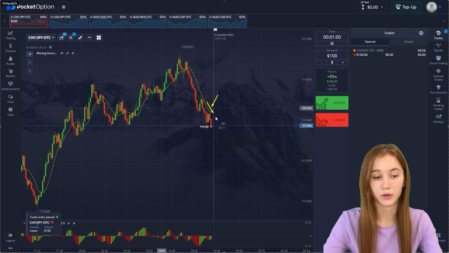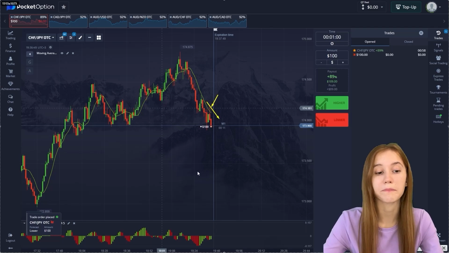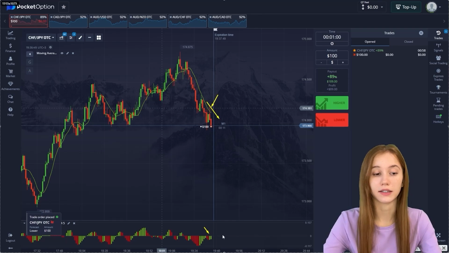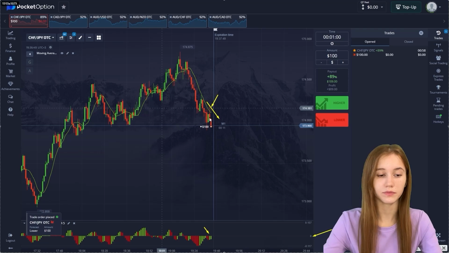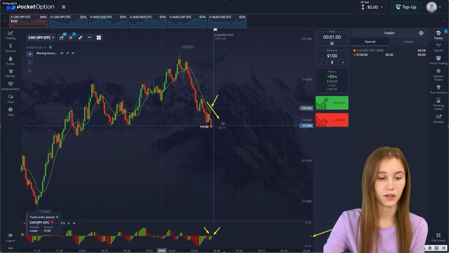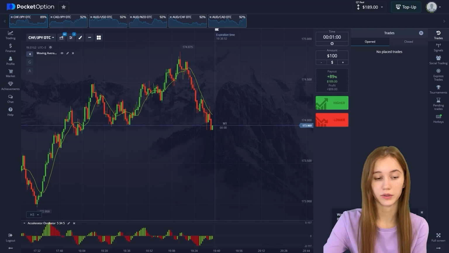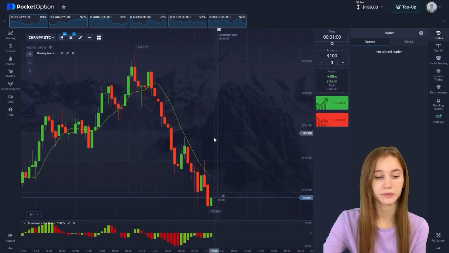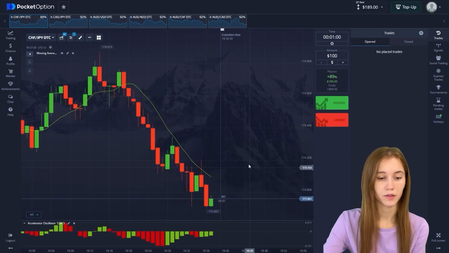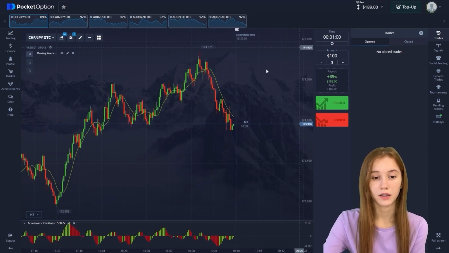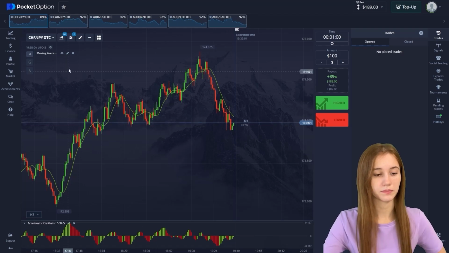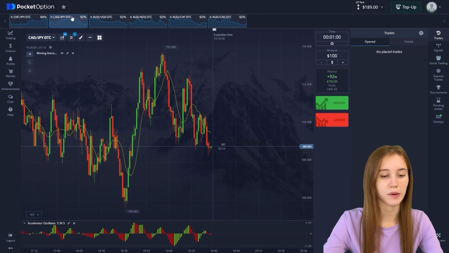The moving average is going down, lower than this line. Two green bars we see here, a descending trend, and then there are going to be red bars. So we see a plus on the deal, good, $189. We move on to the next trade.